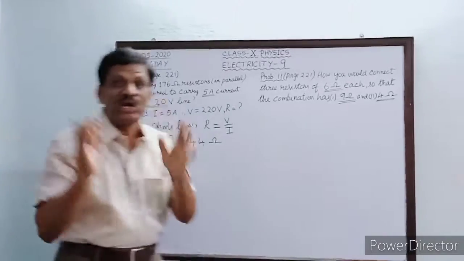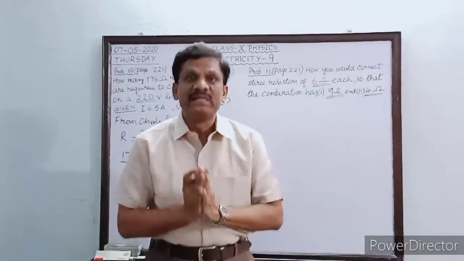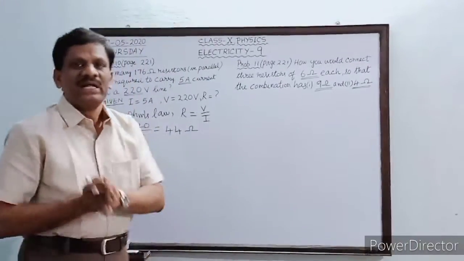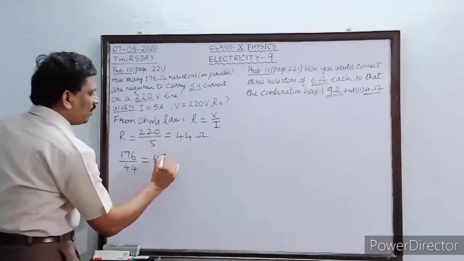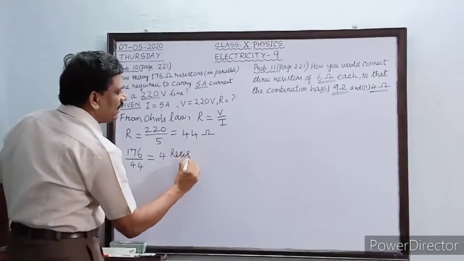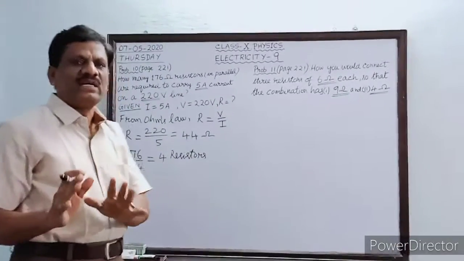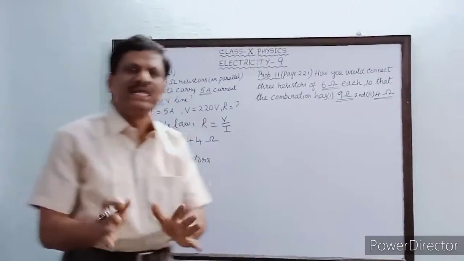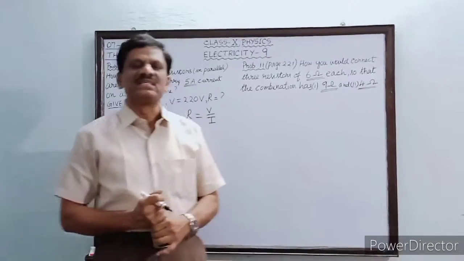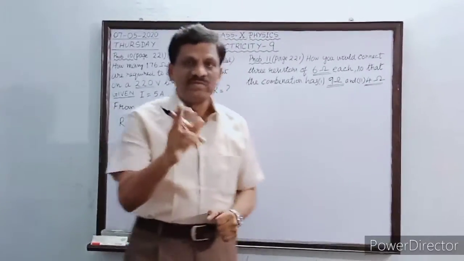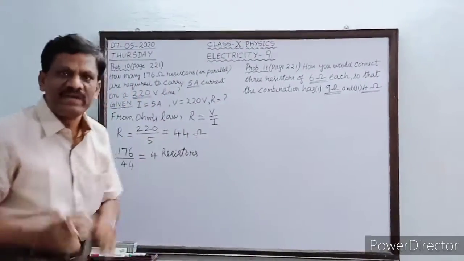This is the idea you have to develop. So you should be brilliant in thinking. How many resistors are required? 4 resistors. 4 resistors are required. Actually the question is asking you to find how many 176 ohm resistors are required. But we have to verify, is it not? Shall I tell you how to verify?